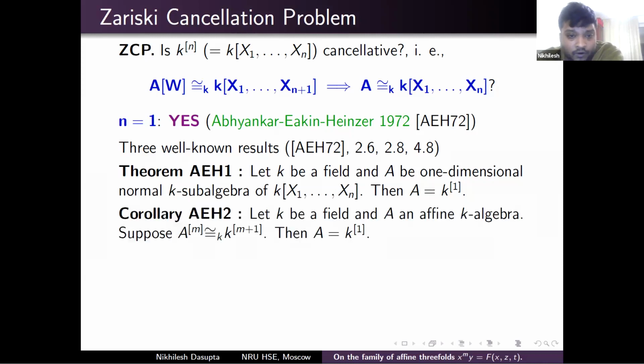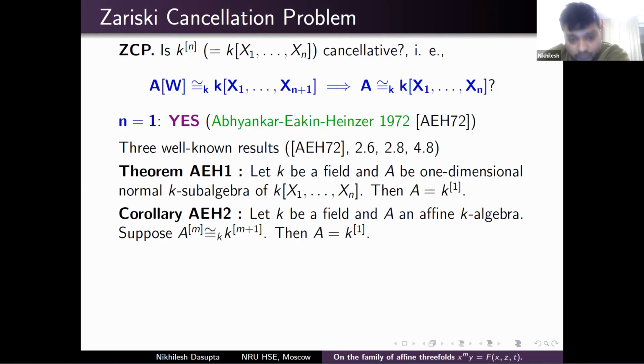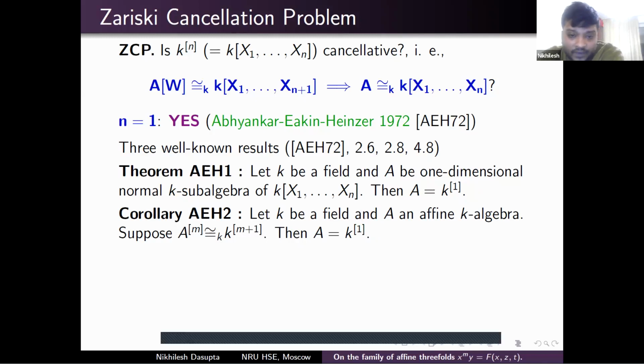Now, a corollary of this result. Let K be a field and A an affine K-algebra, and suppose A[W]^[m] is K^[m+1]. Then A is K^[1]. Actually, this corollary will give you the answer to the ZCP for n equal to 1. You have A[W] is K^[2], it's already given to you, so the condition that A[W]^[m] is isomorphic over K to K^[m+1] is satisfied. And by this corollary, you will have A is K^[1].